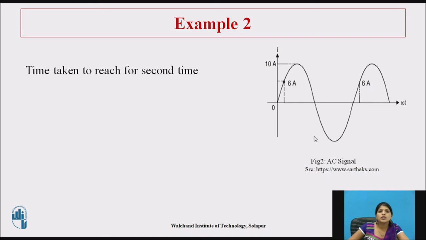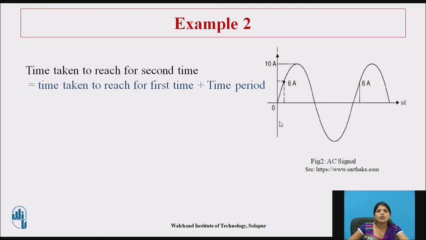Now our question is to find the time taken to reach for the second time. For this second time, we want to calculate the time, right? So how to calculate? The time taken to reach for the first time plus the time period. Yes, in this way you can calculate. The time taken to reach for the first time we have already calculated, that is 0.68, plus the time period, the actual time period we require, that is 6.66.